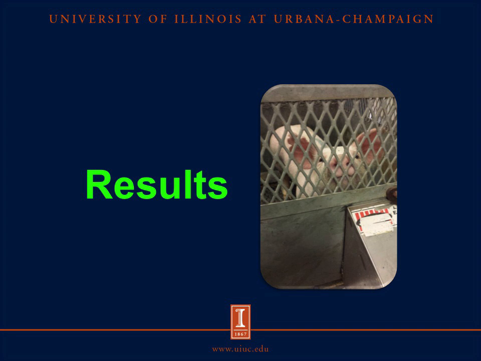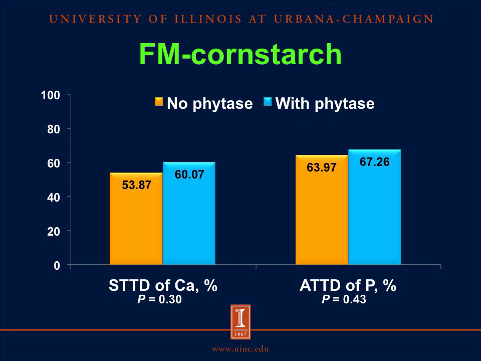Now let's move into the results. First, let's take a moment to set up the slide. The orange bar represents the diet with no phytase, and the blue bar represents the diets with phytase. On the x-axis, we have the standardized total tract digestibility of calcium and the apparent total tract digestibility of phosphorus. And underneath, we have the p-value for the effect of phytase. The y-axis is expressed in percentage.